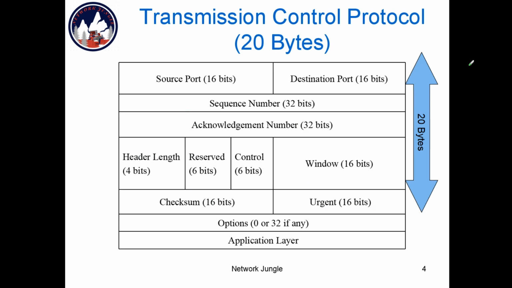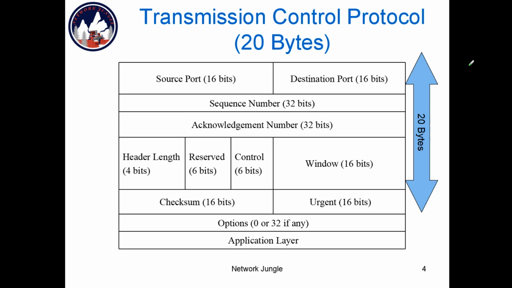Next is the Transmission Control Protocol header format. The size is 20 bytes. Each row contains 4 bytes. So 4 bytes times 5 is equal to 20 bytes. 4 bytes converted to bits means 32 bits, so 4 times 8 is 32 bits. It can be divided into two portions, 16 bits and 16 bits.